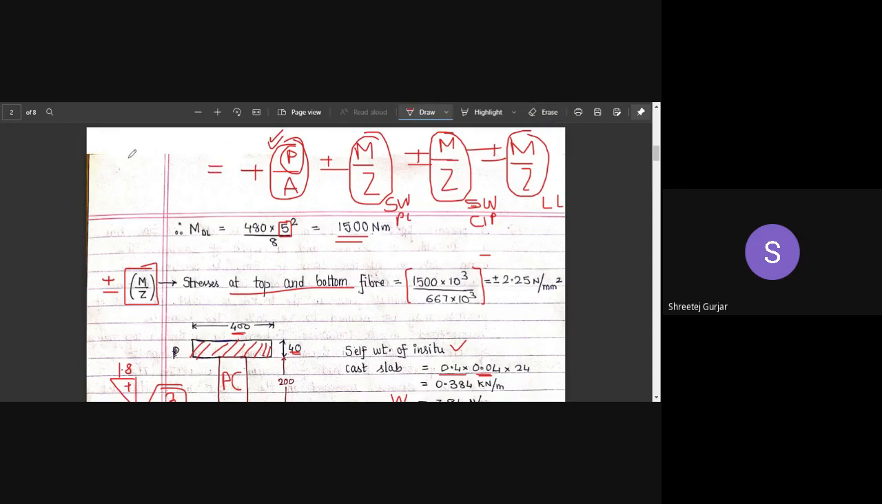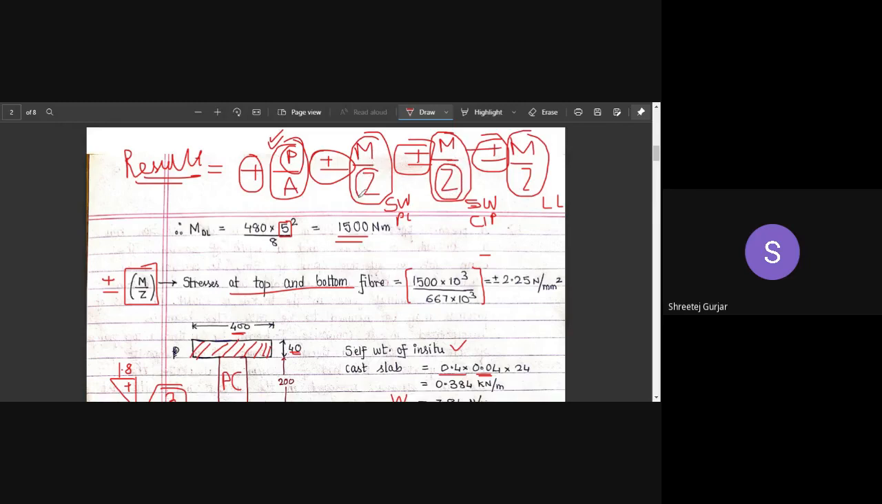Entire thing. Okay, then you will get the resultant. So P by A is always positive, while the other terms are plus or minus. But for this Z value, you have to be careful while substituting.